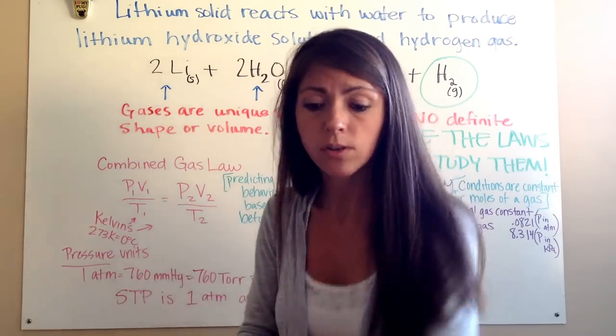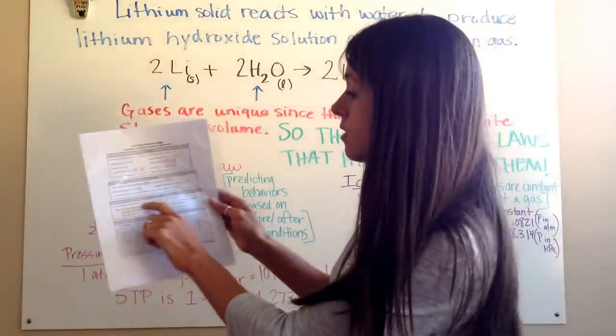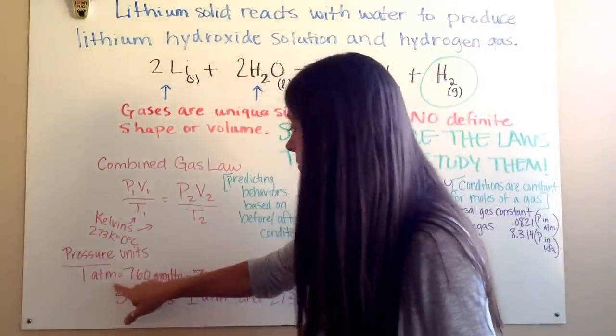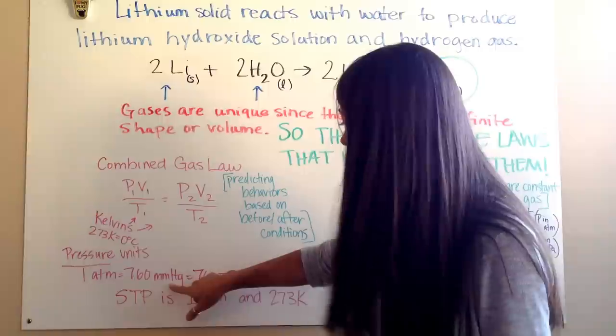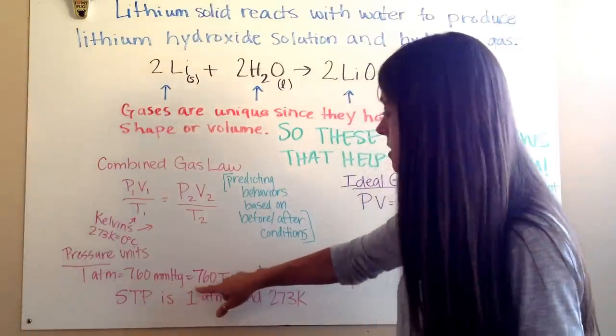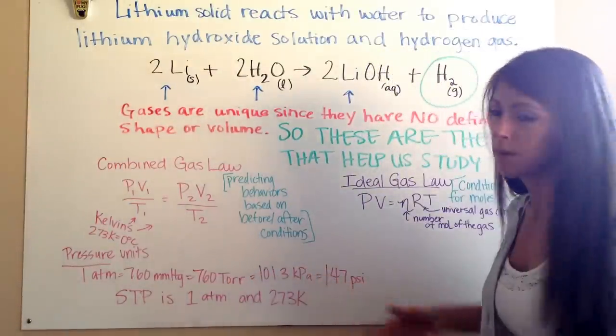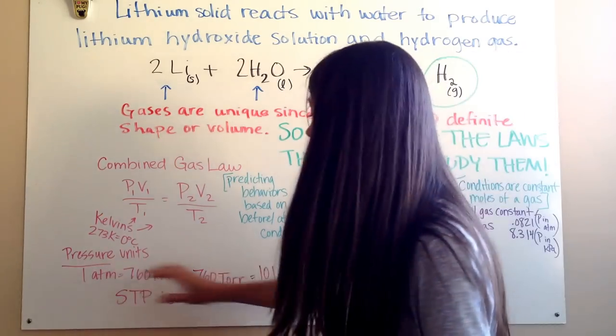And this is actually on your reference page right here. It's got the different units for pressure on it. But pressure units, one atmosphere is the same as 760 millimeters of mercury, which is the same as 760 torrs, which is the same as 101.3 kilopascals, which is the same as 14.7 psi. So all of these are equivalent.